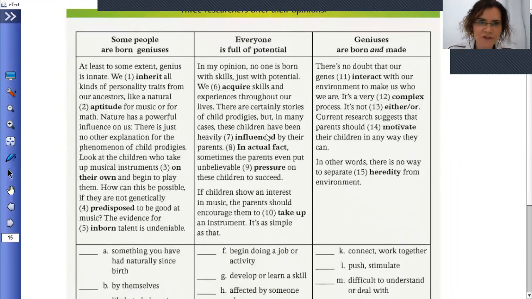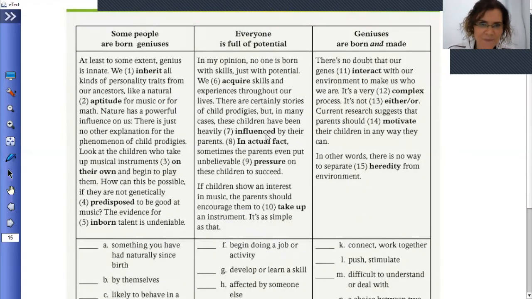Some people are born geniuses: 1 inherit, 2 aptitude, 3 on their own, 4 predisposed, 5 inborn. Everyone is full of potential: 6 acquire, 7 influence, 8 in actual fact, 9 pressure, 10 take up. And geniuses are born and made: 11 interact, 12 complex, 13 either or. I want to point out that it is either or and neither nor. So neither nor, either or. 14 is motivate and 15 is heredity.